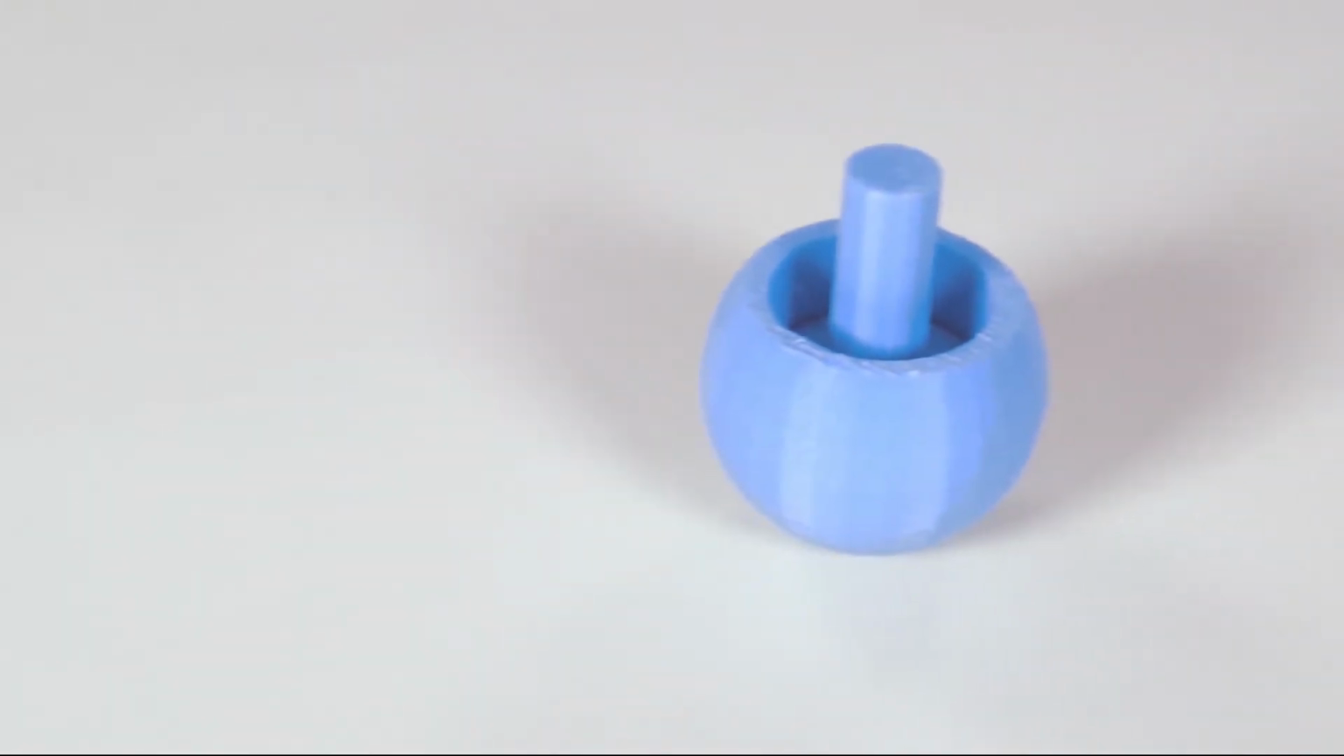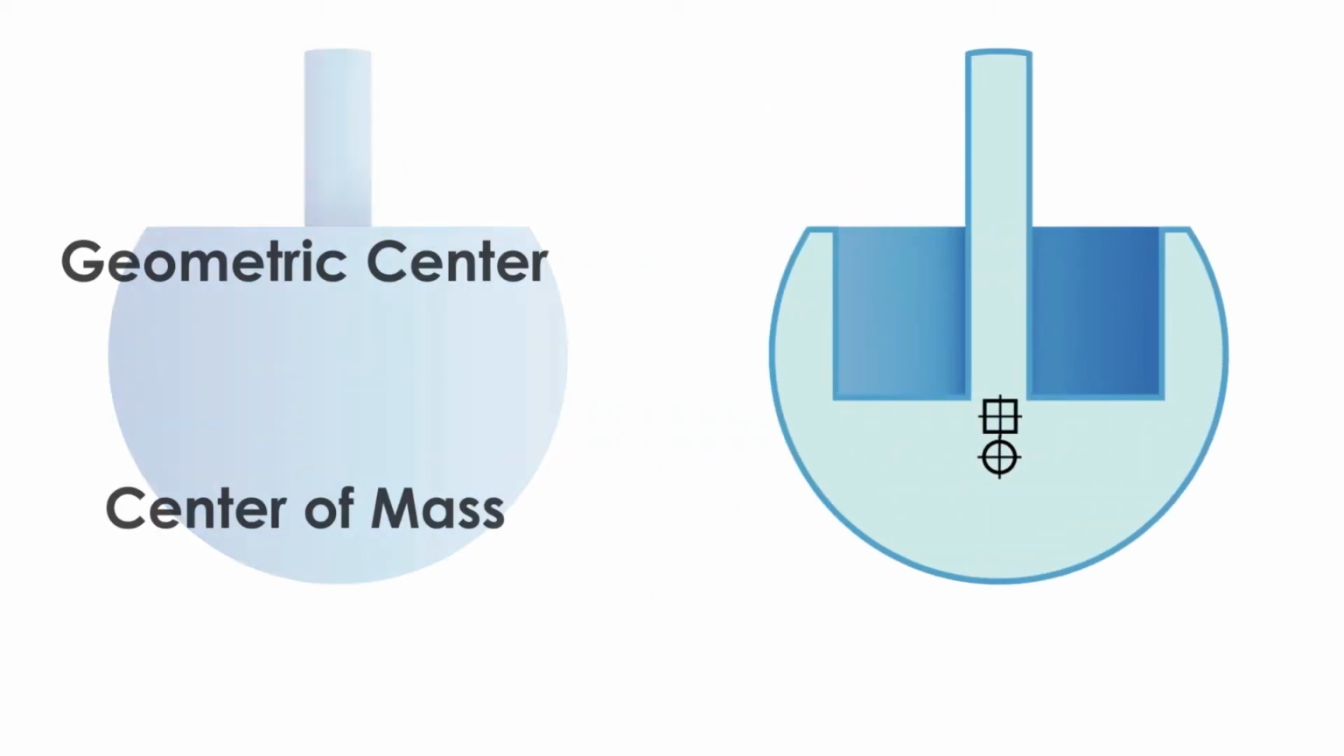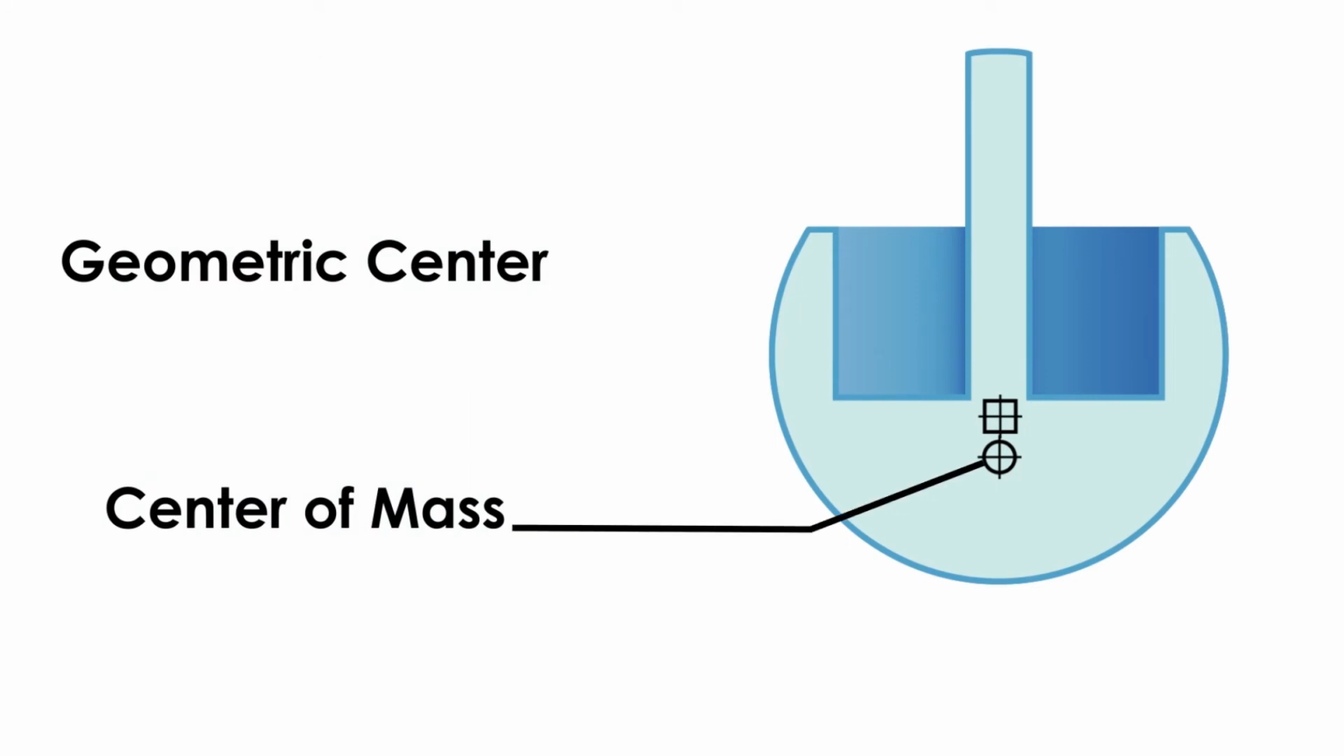This is a tippy top, a special kind of top that flips onto its stem while spinning. It does this because the base of the top has a center of mass directly below the object's geometric center.